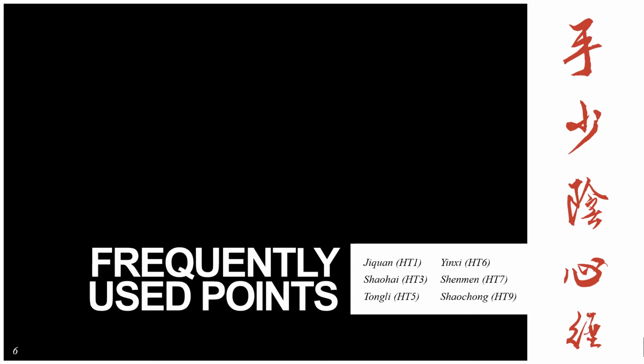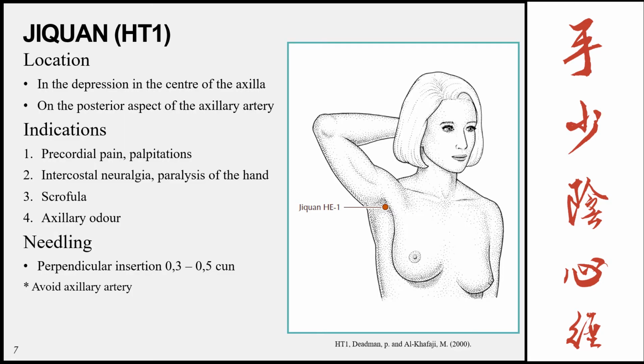Next, the frequently used points. There are 6 frequently used points. Firstly, JIQUAN, heart 1, then SHAOHUI, heart 3, TONGLI, heart 5, YINXI, heart 6, SHENMEN, heart 7, and SHAOCHONG, heart 9. So now we're going to move on to the first point of this meridian, JIQUAN, heart 1.